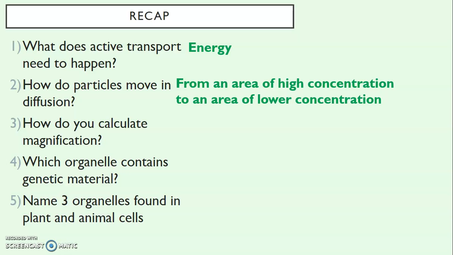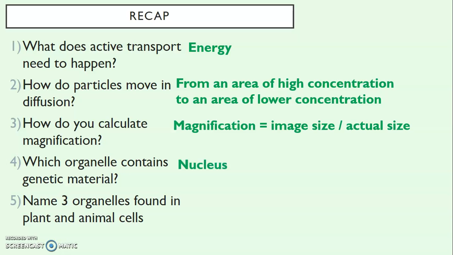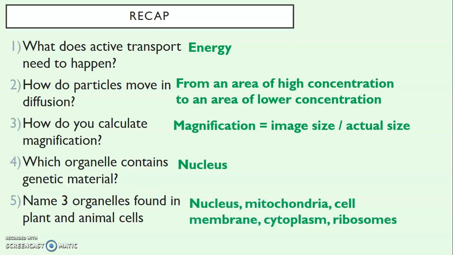How do you calculate magnification? So for this one, you need to rearrange the equation. Magnification is image size divided by actual size. Question 4, which organelle contains genetic material? That is the nucleus. And then finally, name 3 organelles found in plant and animal cells. So this is any of the shared organelles, and you can have any 3 from nucleus, mitochondria, cell membrane, cytoplasm and ribosomes. So see how many you've got. Hopefully you've got them all right. These are all from your facts that you need to be learning from your fact book.